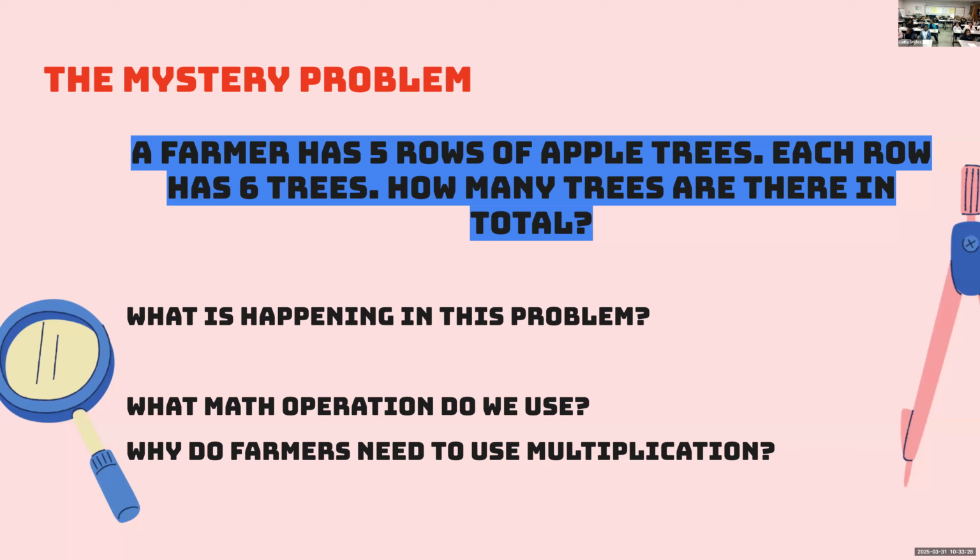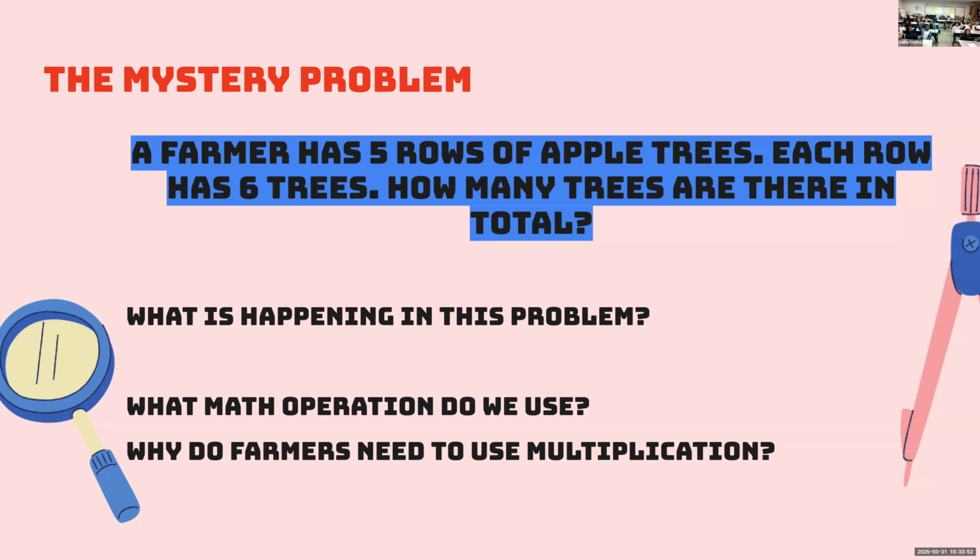A farmer has 5 rows of apple trees. Each row has 6 trees. How many trees are there in total? All right, so what are our quantities? What are we representing here? What are our quantities and what do they represent? Yeah, 5 rows of apple trees, and then you have 6 trees in each row, right?